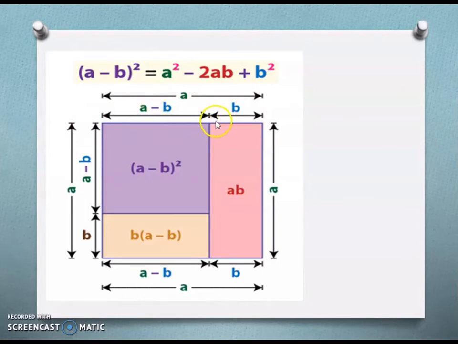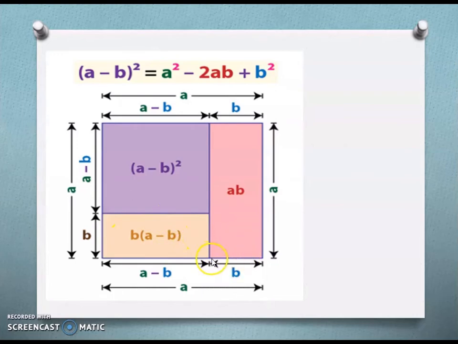this a can be further divided into side a minus b and b. So here also if you take length a minus b and b, you can have a minus b the whole square. This will be 1 square. The second is of area b into a minus b. The length is a minus b and width is b. So this will be the area of this particular rectangle.